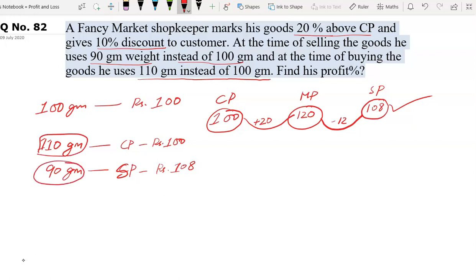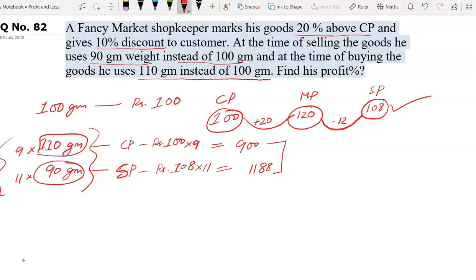So 0 will cancel out. So 11 into 9, and this will be 100 into 9. 90 into 11 and 108 into 11. So now the quantity is same. Both the quantity are same. So our CP will be how much? CP is 900 and our SP will be 11 8s are 88, 11 1s are 11.